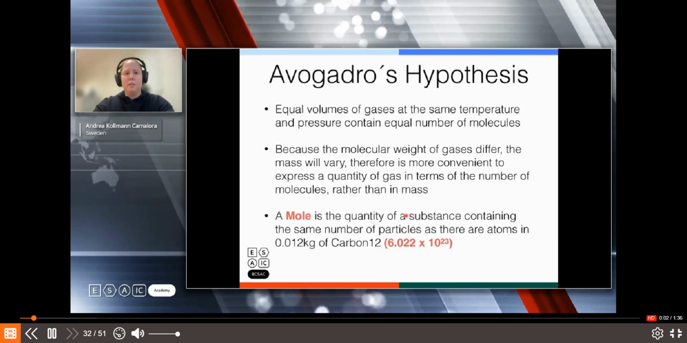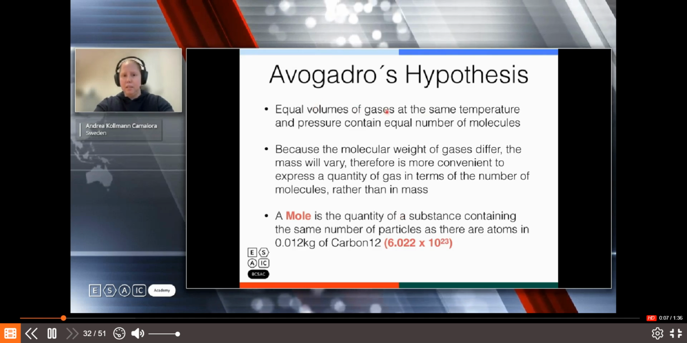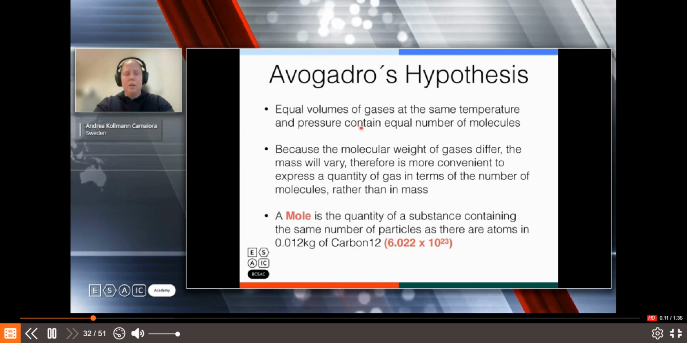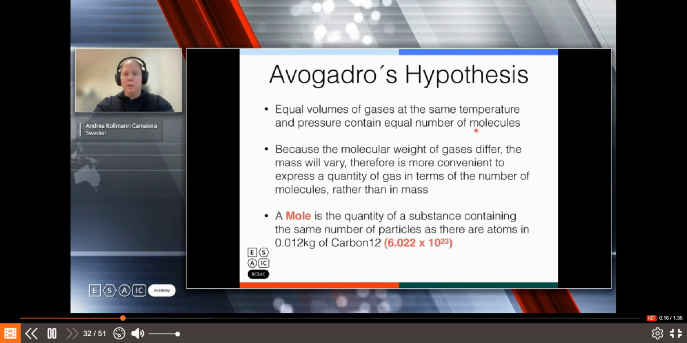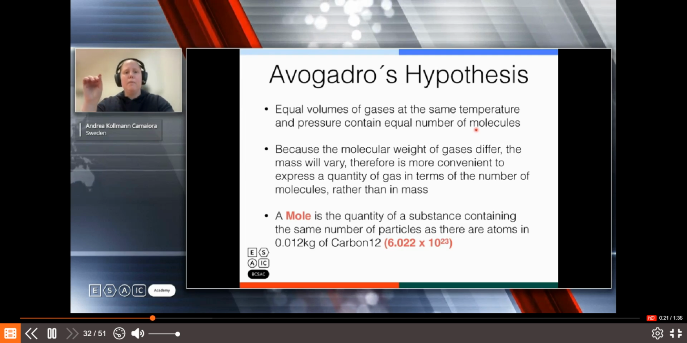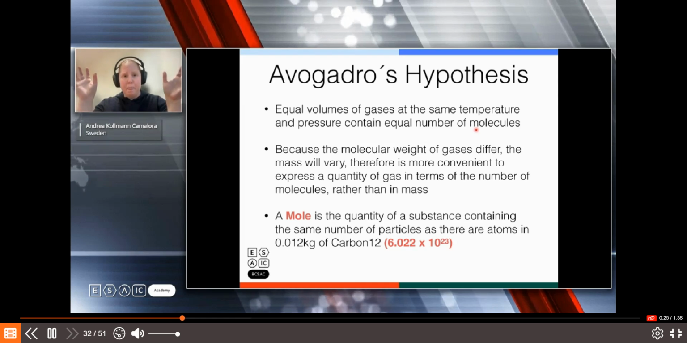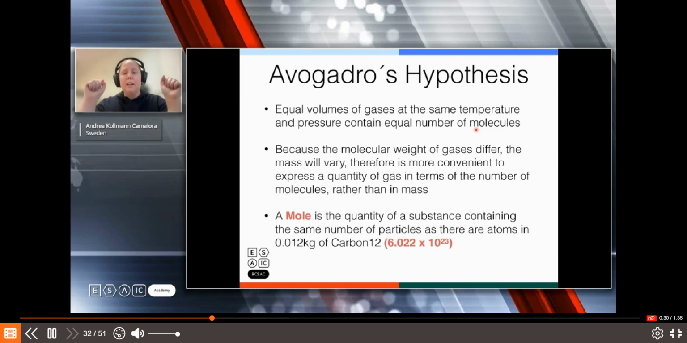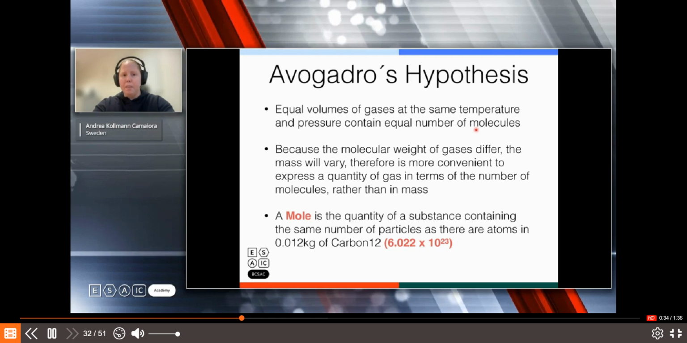The Avogadro hypothesis states that equal volumes of gases at the same temperature and pressure contain an equal number of molecules. So we'll read this again because it's very important. It says that equal volumes of gases. So I have two different gases, but I have the same volume at the same temperature and at the same pressure. They will contain an equal number of molecules.